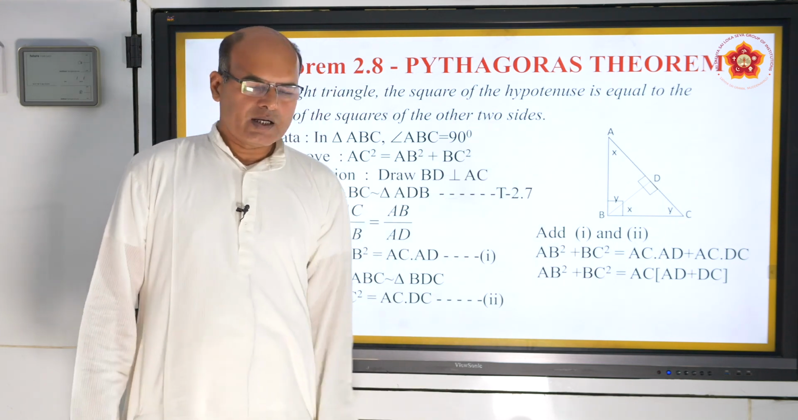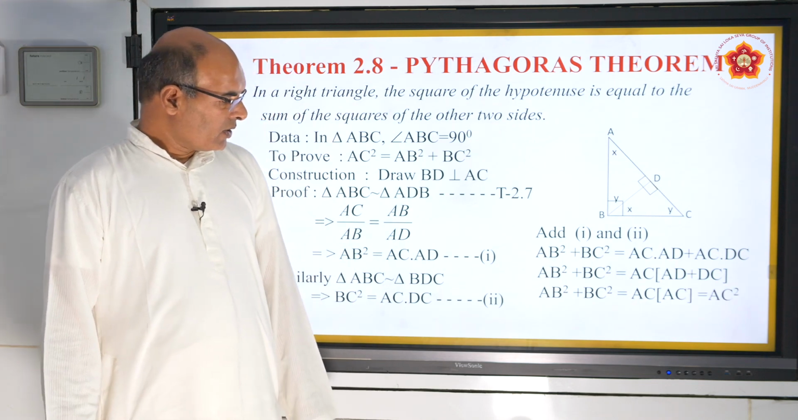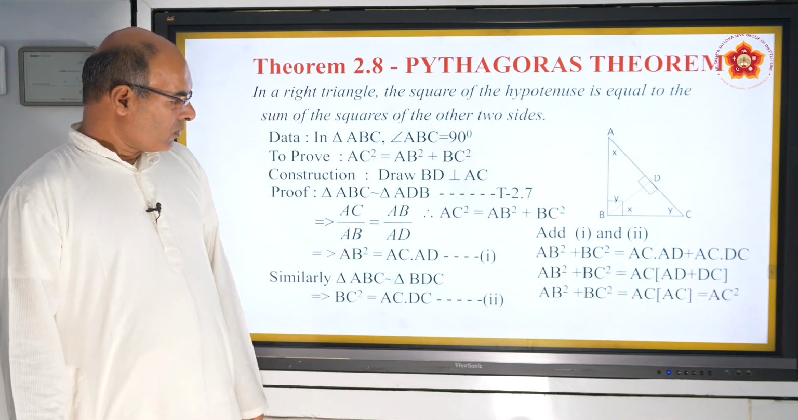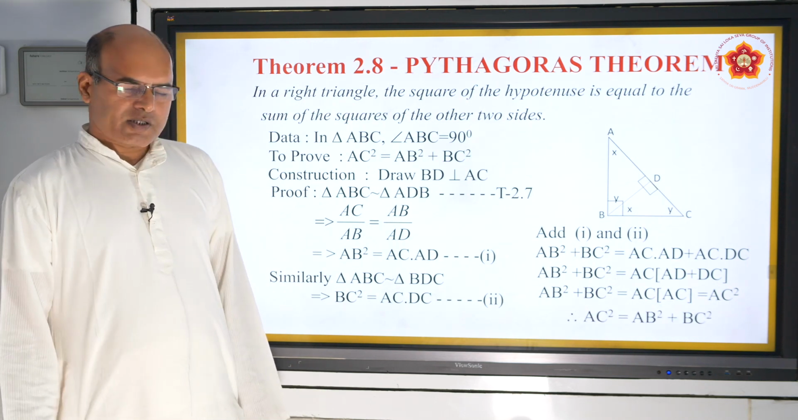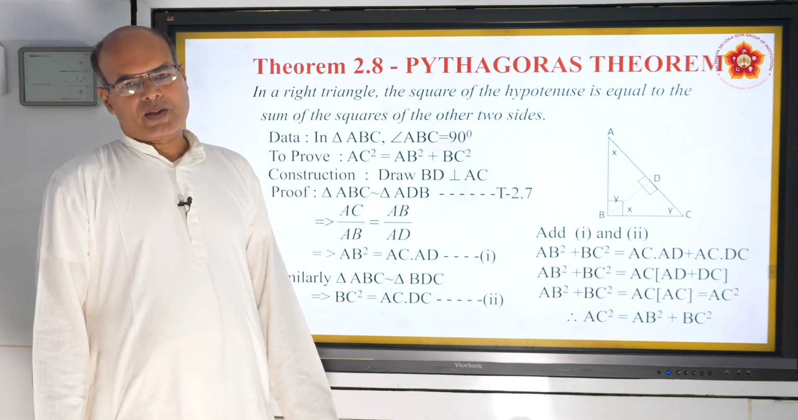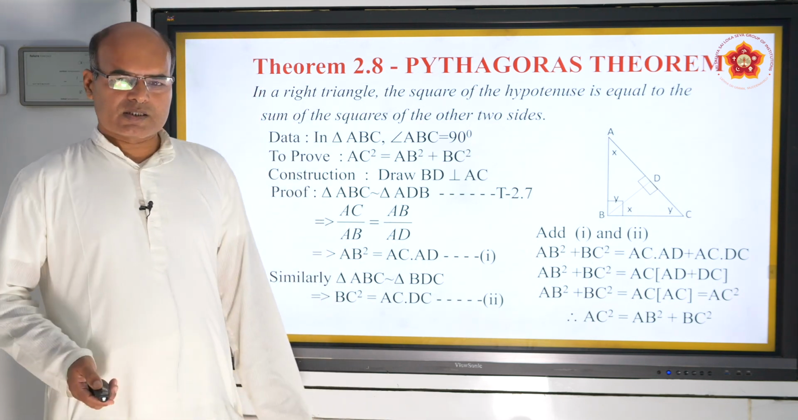Look at the figure, AD plus DC is AC. So AC into AC is AC square. So that is what we required to prove. Therefore AC square is equal to AB square plus BC square. Hope you understood this theorem.